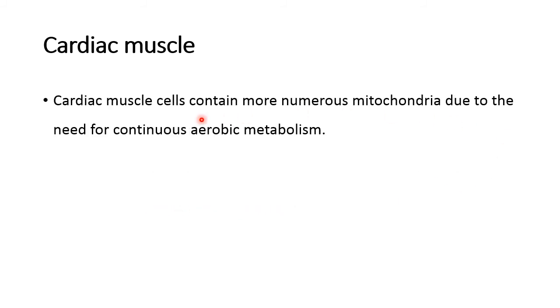The third point is that cardiac muscle cells contain more numerous mitochondria compared to skeletal muscle. Why? Due to the need for continuous aerobic metabolism. Cardiac muscle cells need continuous aerobic metabolism, and aerobic metabolism is carried out by the mitochondria.